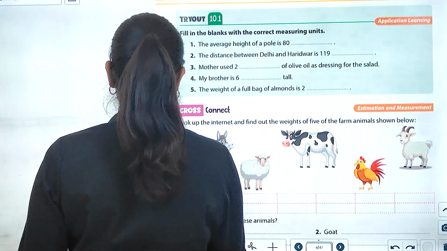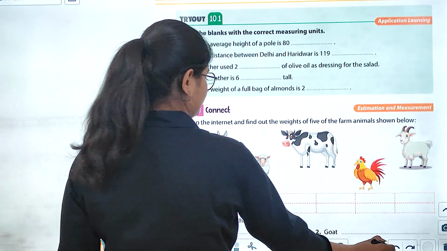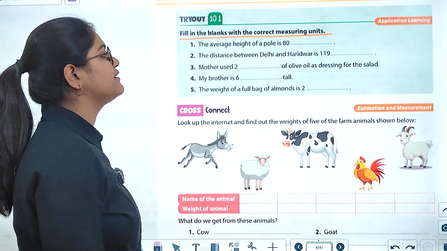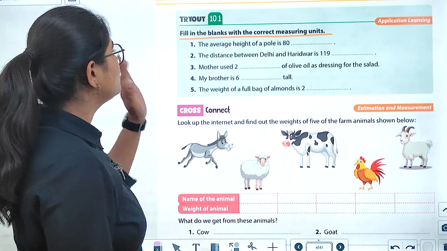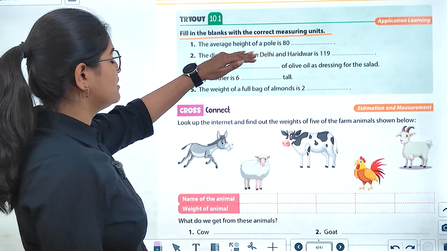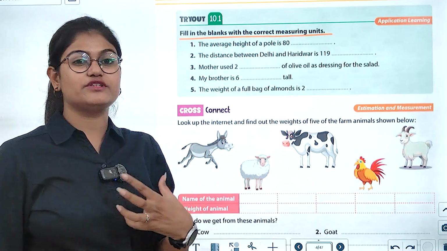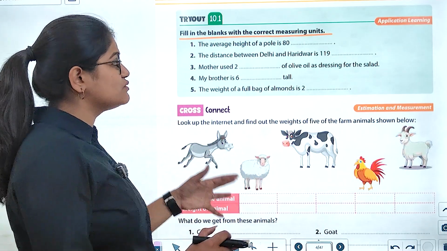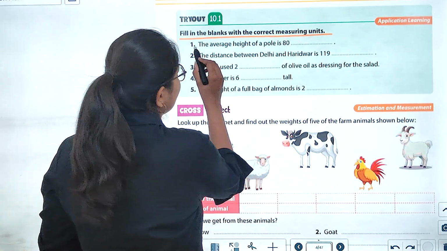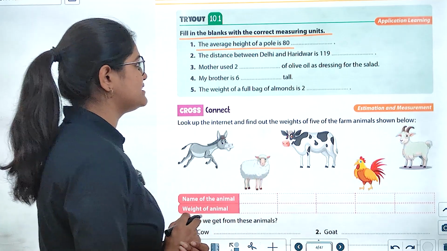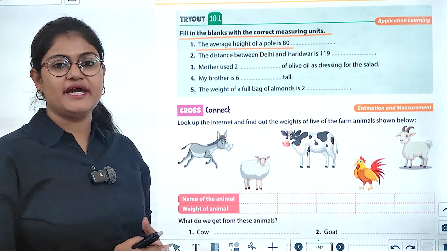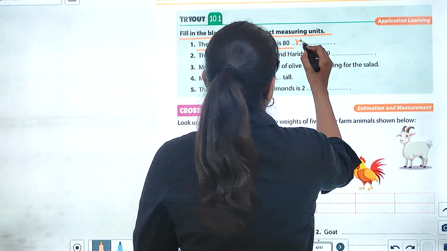Now we have an exercise. So the question says fill in the blanks with the correct measuring units. तो अब हम मेजर करेंगे इन सभी चीजों के हाइट को and we have to tell the units, कि हम कौन सी यूनिट में किस चीज को मेजर करते हैं, राइट. So it says the average height of a pole is 80 dash. तो पोल की हाइट को हम किस यूनिट में नापेंगे? It should be 80 meters, right?